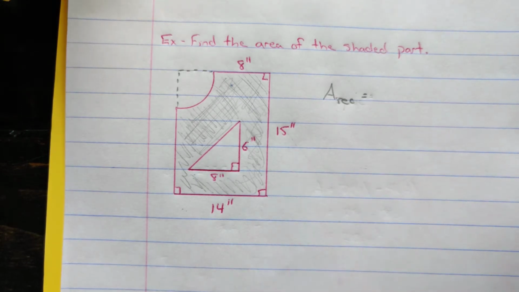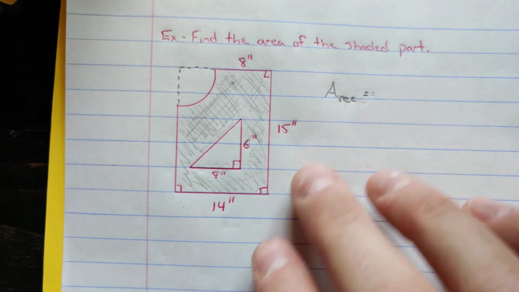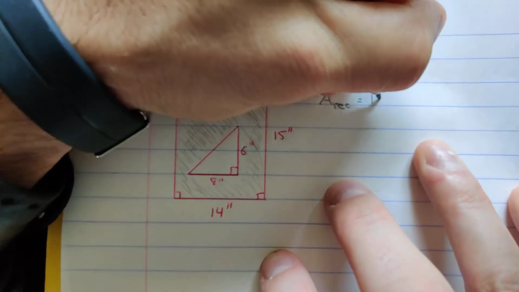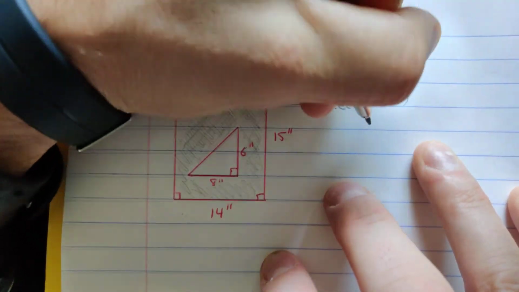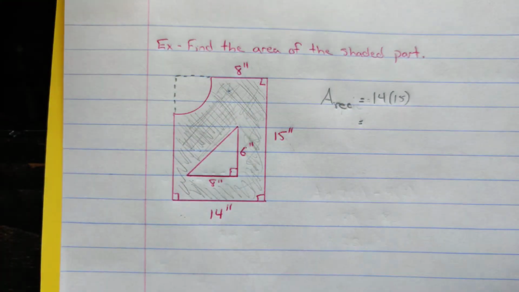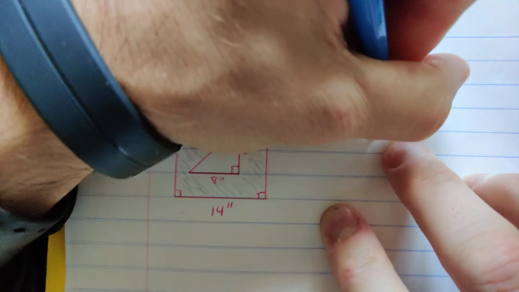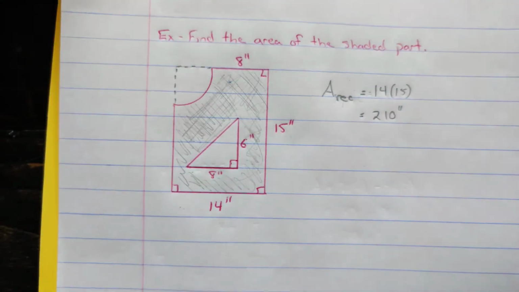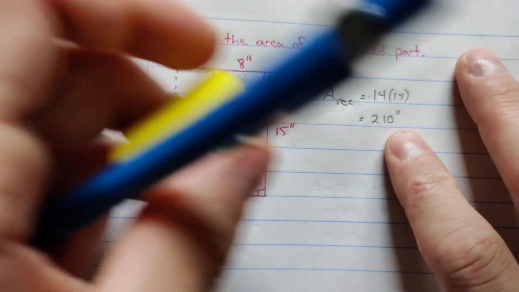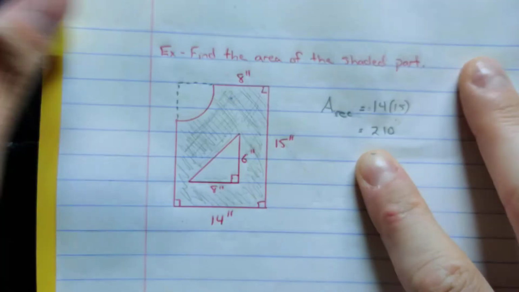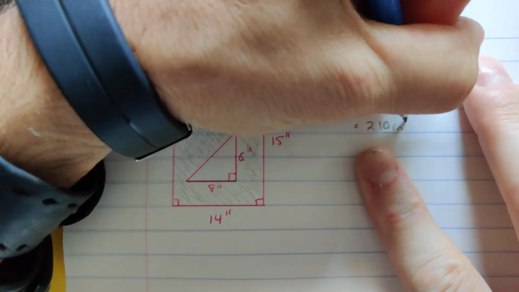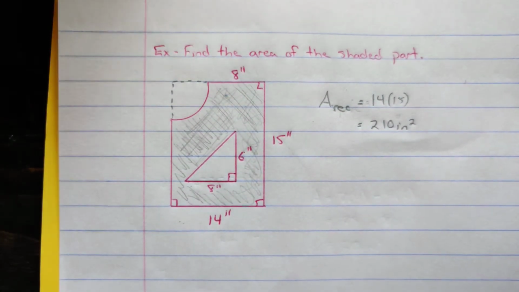Area rectangle. Well, that is going to be 14 times 15. Length times width. It's going to get us 210. 210 square inches, sorry. Can't write it that way. Inches squared. 210 inches squared.